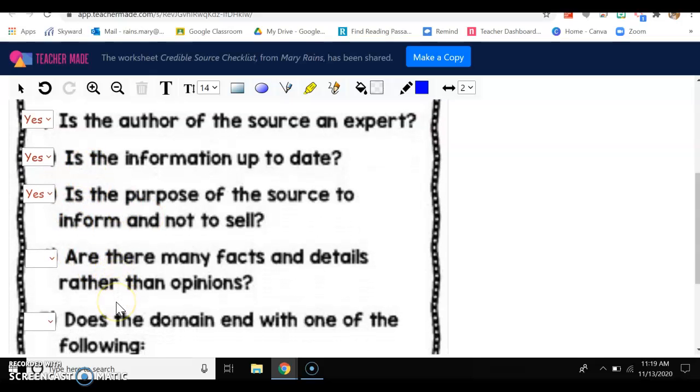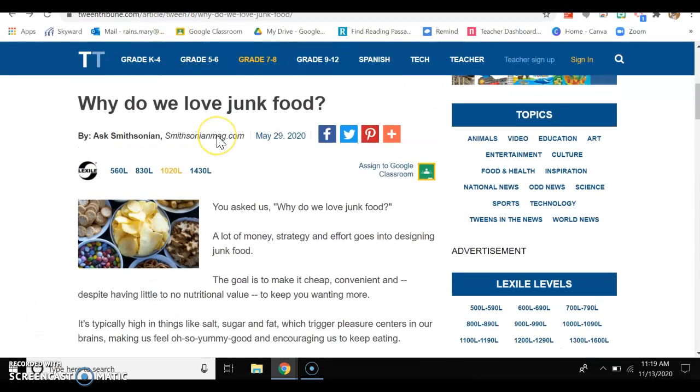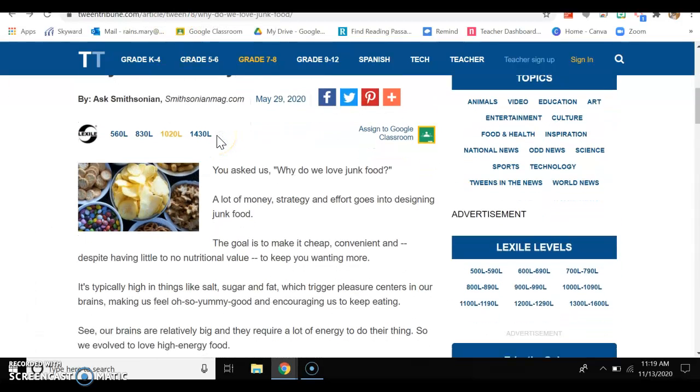So anyway, moving on. The next question, the fourth question: are there many facts and details rather than opinions? That's a big one too. Is this an actual article that's going to give me details that I can pull from it, or is it strictly opinions? And opinions are basically just that, what somebody believes. It's an opinion.